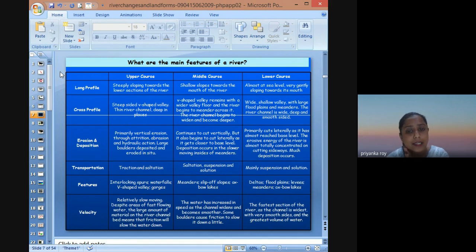As the channel widens, the water speed increases and becomes a smoother flow, and some boulders cause friction to slow it down a little. There are some boulders in between. So then you have the lower course, the fastest section of the river, as the channel is wider with very smooth sides, and has a greater volume of water in it.